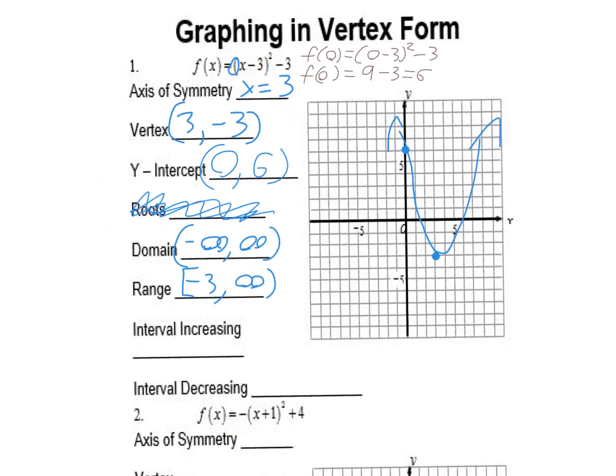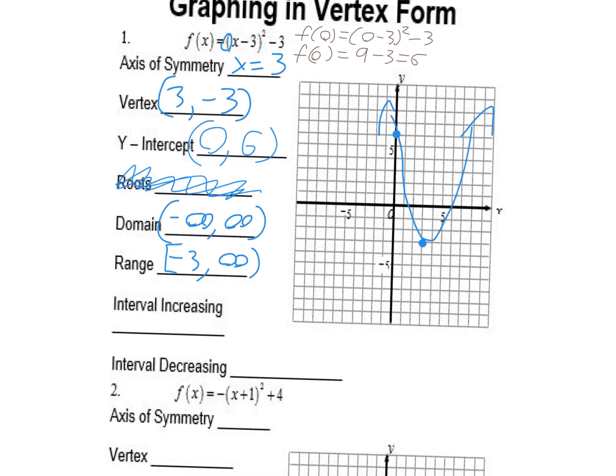My interval of increase and my interval of decrease are both going to be based on my x's. My interval increasing runs from 3 to infinity. 3 is not included. My interval decreasing runs from negative infinity to 3, also not included. Because 3, x equals 3, is our minimum value. At x equals 3, our graph is neither increasing nor decreasing, it is merely at the minimum.